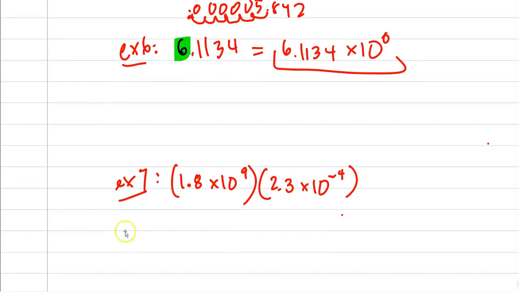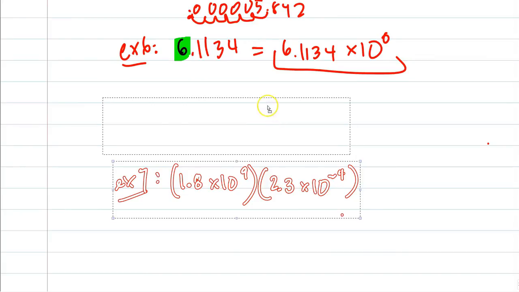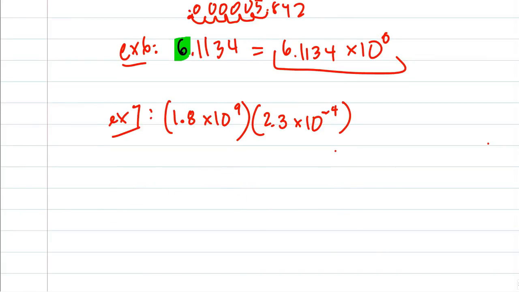Last but not least here, let's show a couple applications. Why are we having this? Well, because sometimes I'm going to multiply really big numbers and really small numbers, and you're going to have access to your calculator. And I'm going to show you how I would use the calculator with this. But basically, when I'm multiplying this, I would rather not have to do 1, 8 with 1, 2, 3, 4, 5, 6, 7, 8 times.